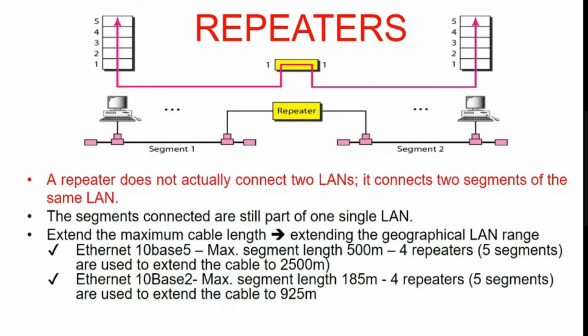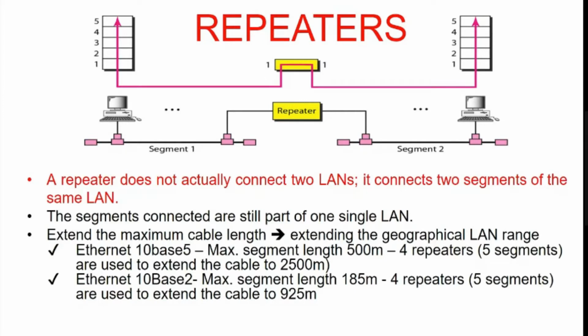The second category is 10Base2. Based on the situation and the need, we can choose the Ethernet repeaters. Base 2 means the maximum length is only 185 meters. If I need a small distance, I can use the Base 2, 185 meters. And with four repeaters, the cable extension is 925 meters. So these are the repeater categories.